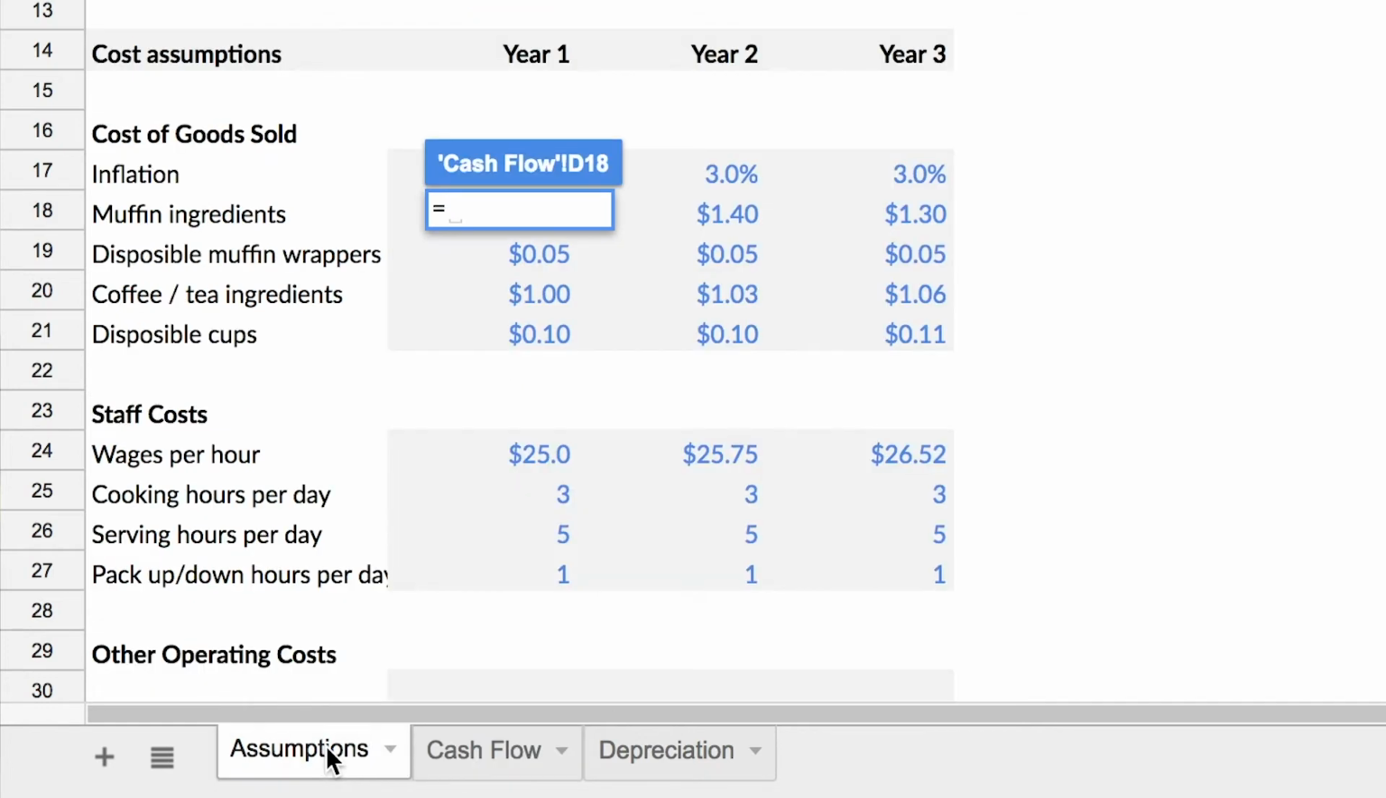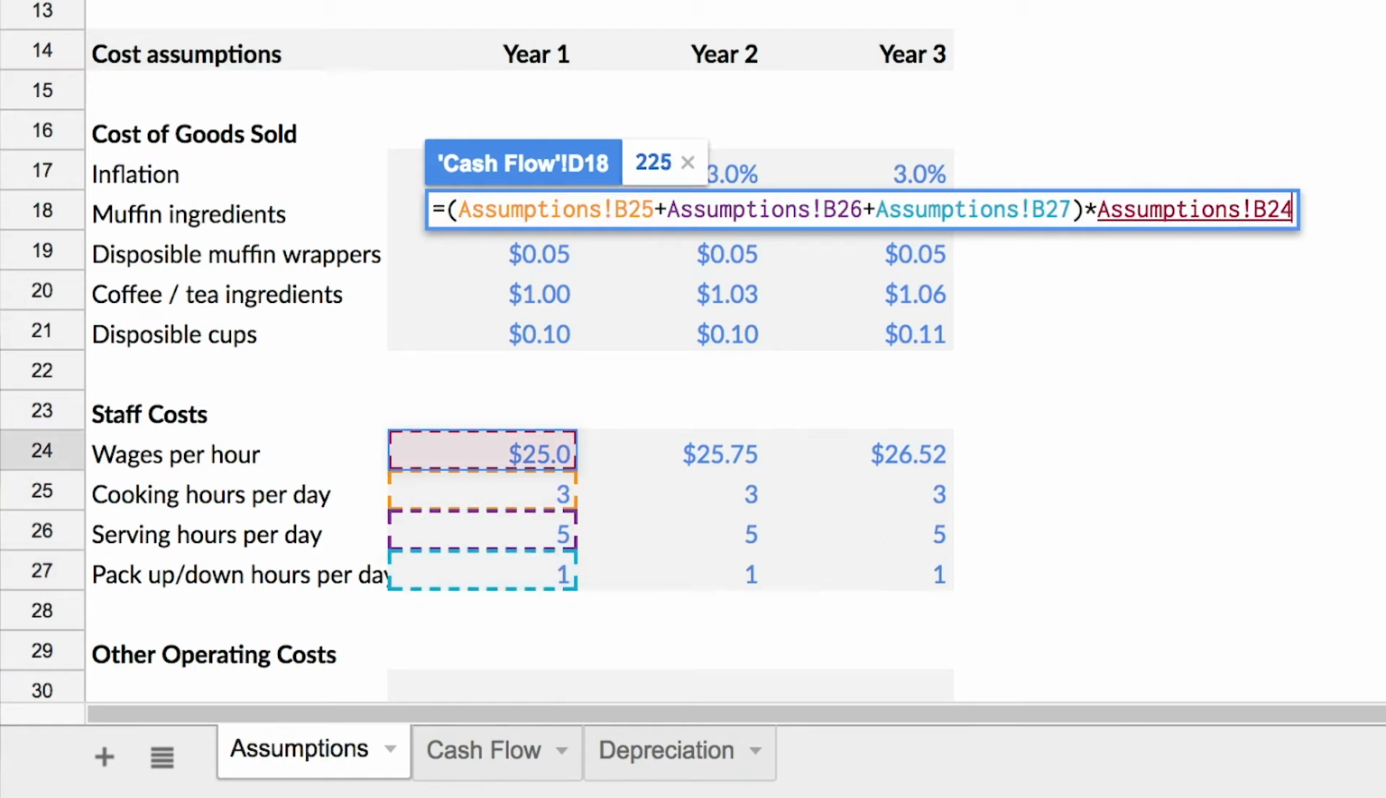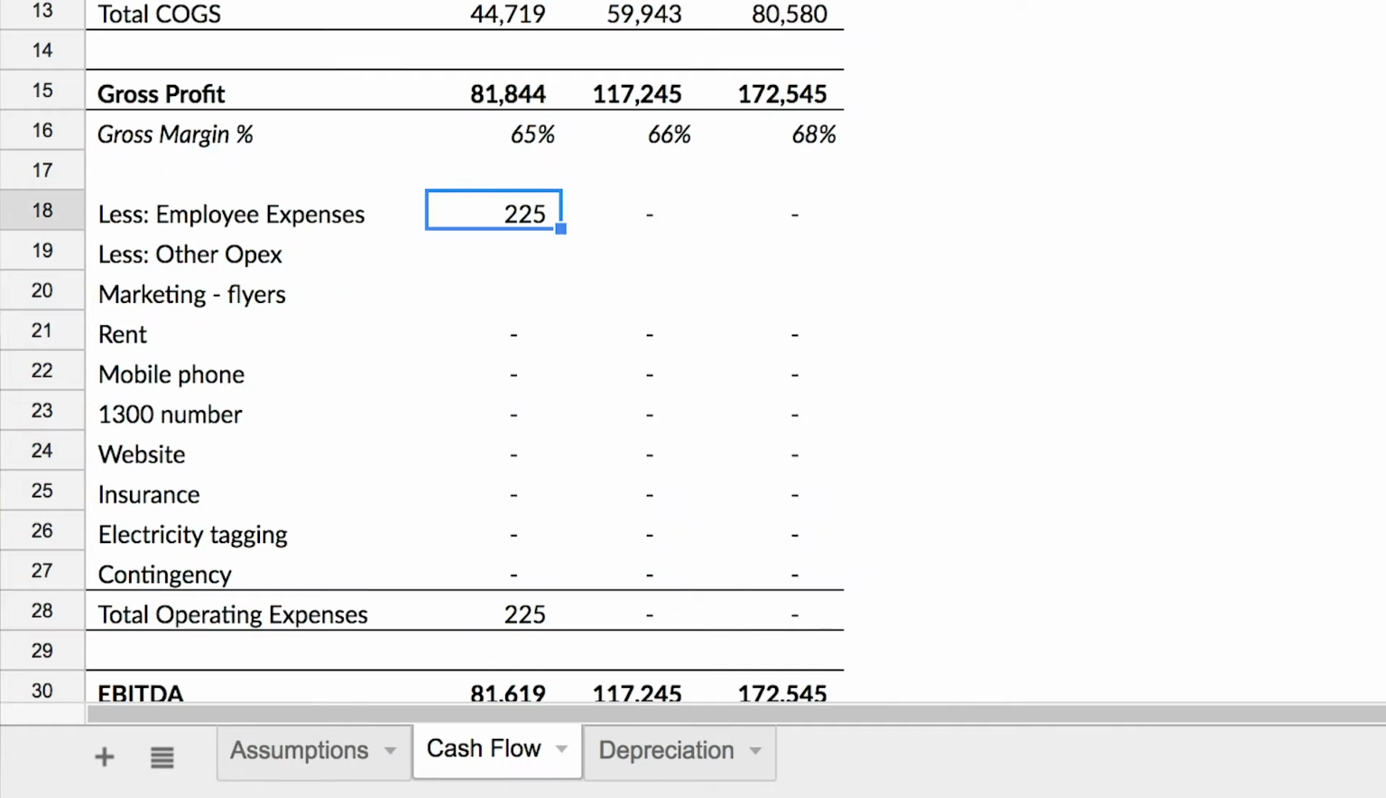So in terms of calculating our employee expenses, let's figure out how many hours a day we've got. We know we've got 3 hours cooking, plus 5 hours serving, plus another hour for packing up and down. So that's 9 hours a day, times the hourly rate of $25 an hour. And now, if we enter that formula in, it gives us $225.